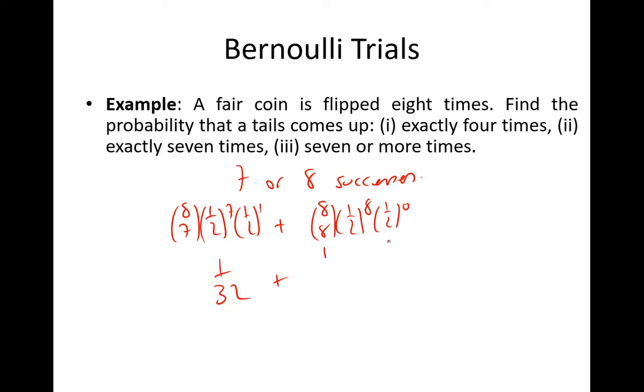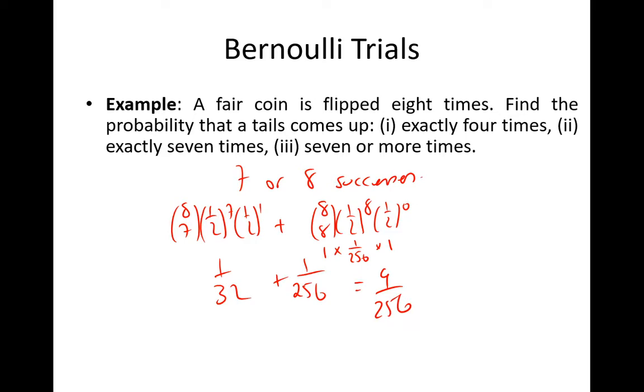So 1 and 1, that's multiplied by 2 to the power of 8. And 2 to the power of 8 is 256. So therefore it becomes 1 over 32 plus 1 over 256. So 1 over 32, and you add on to that 1 over 256, and the answer there comes out as 9 over 256. And that's it. Okay, so just watch the language.